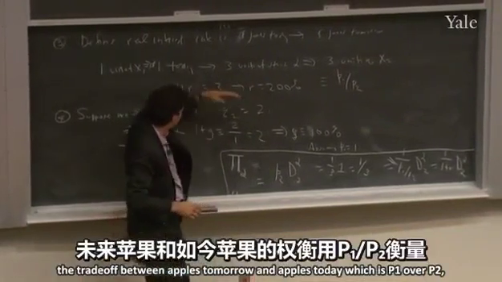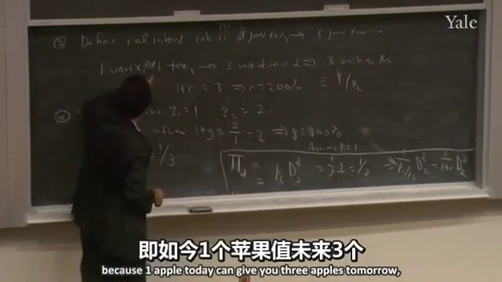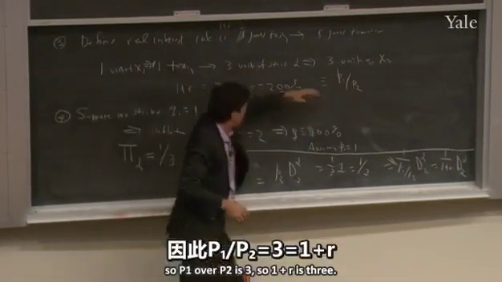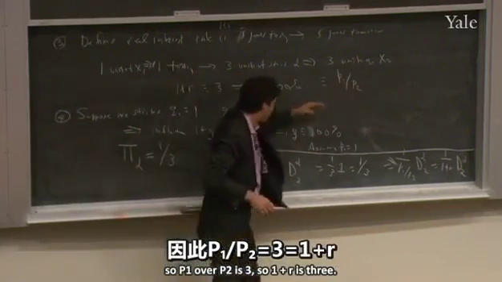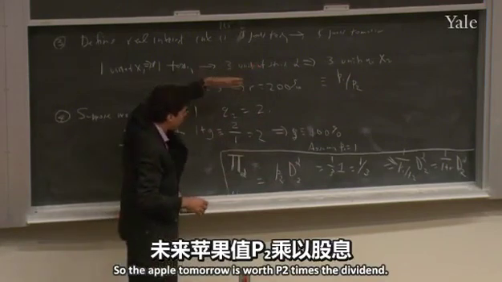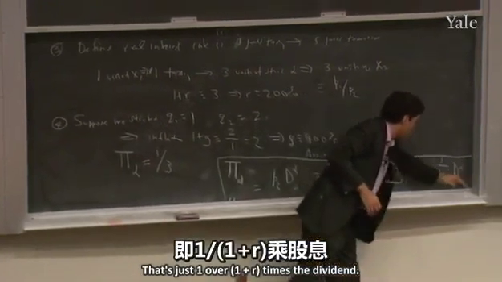Another way of saying that, if P1 is 1, is that the real interest rate, the trade-off between apples tomorrow and apples today, which is P1 over P2, is 3, because 1 apple today can give you 3 apples tomorrow, okay? So 1 plus R is 3. So the apple tomorrow is worth P2 times the dividend. That's just 1 over 1 plus R times the dividend, okay?